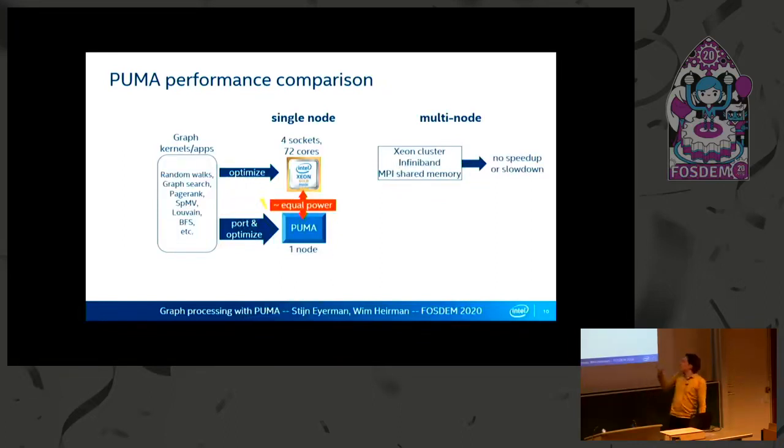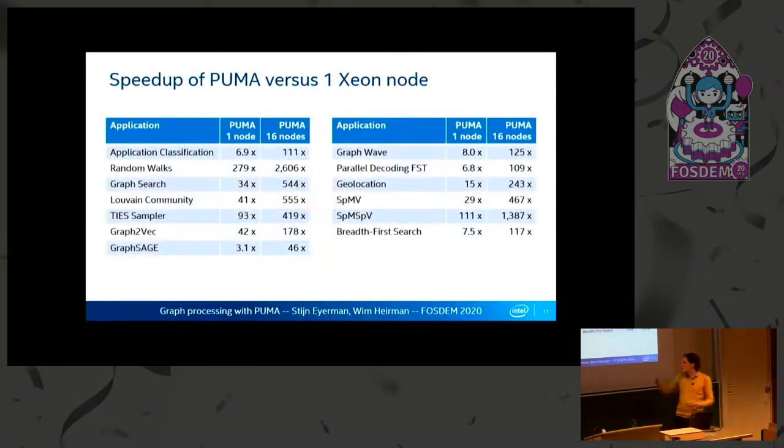We also did some multi-node on Xeon, but that didn't work well because you have this communication overhead. The result was that we saw no speed up for most applications or even slowdowns. We projected to 16 PUMA nodes, and as I will show shortly, this scales much better. So here is an overview of some of the applications and performance results.